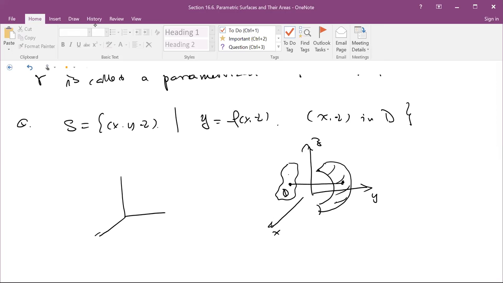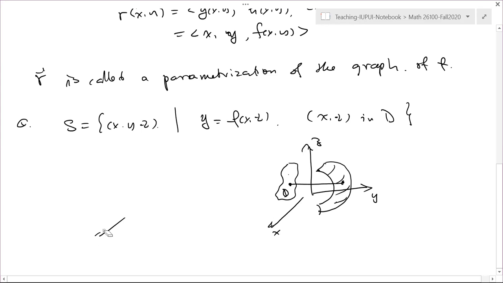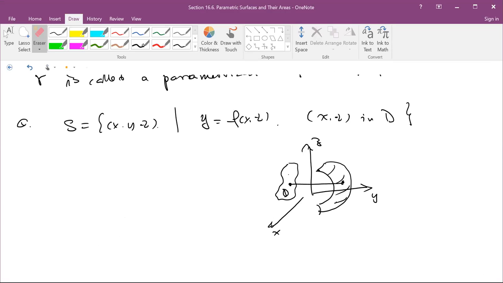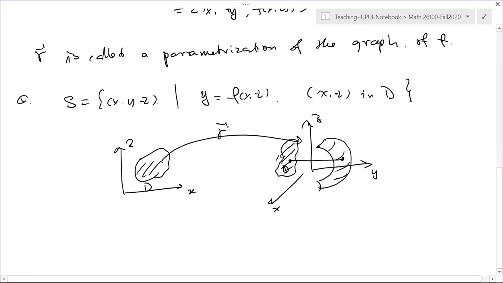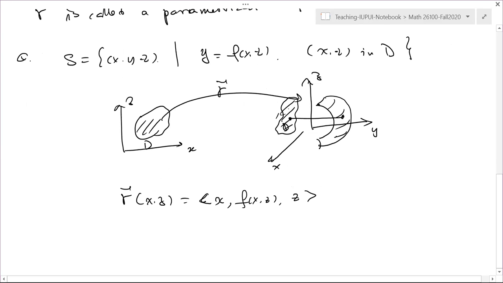Then you get a parametrization for that D, for that surface graph, okay? It's similar. So first of all, we only have the X and Z plane, and this is a domain D, okay? So that is a domain D, and it's the same domain, okay? So I'm going to construct R. So R(X, Z) is going to be X as the first component, the second component is determined by F(X, Z), okay? So this is a natural parameterization.